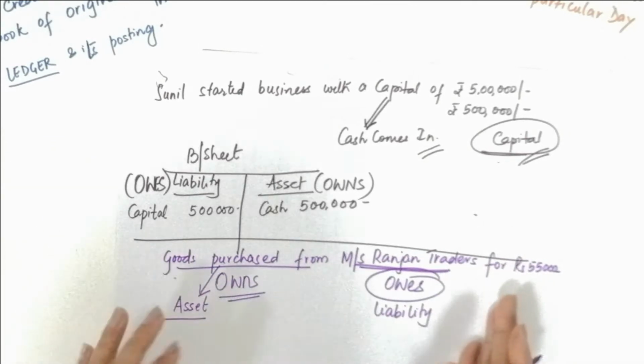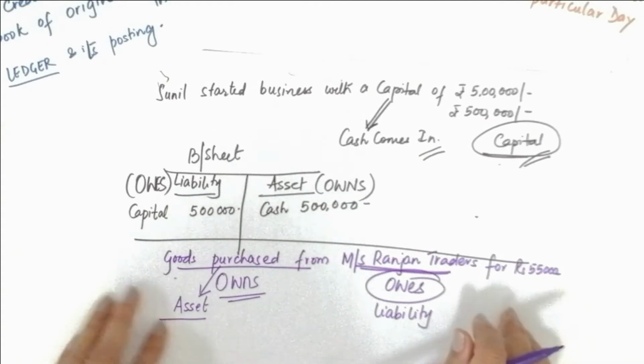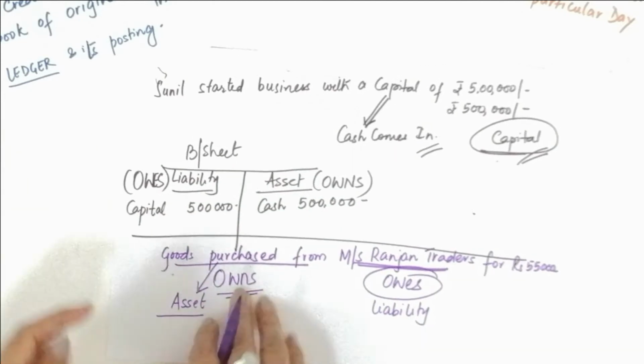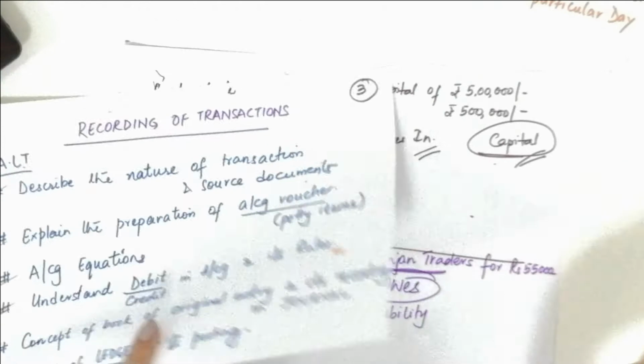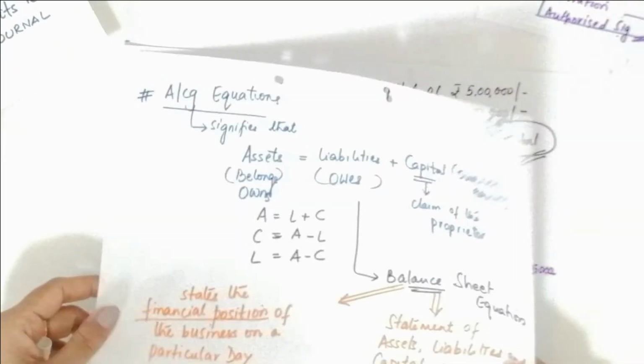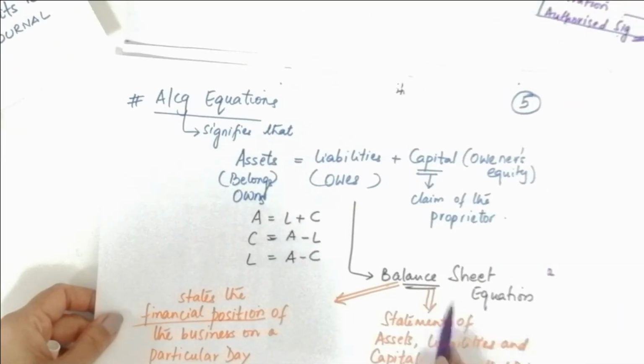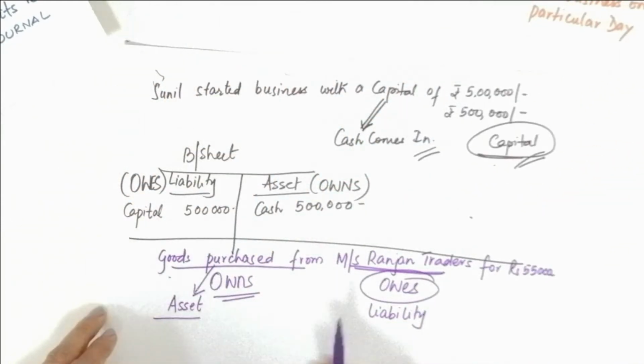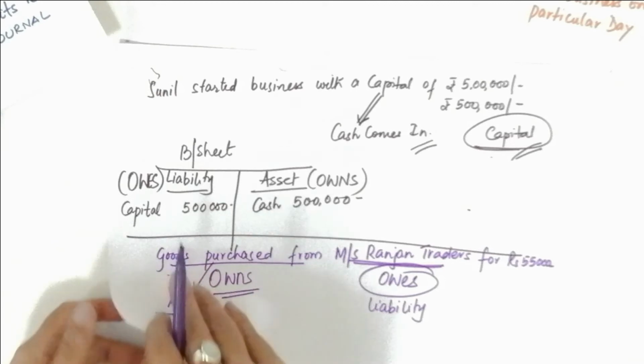So this is the concept about the accounting equation. The accounting equation is also called the balance sheet equation. That's why I had to explain this to you as well. Now I move to the next one.